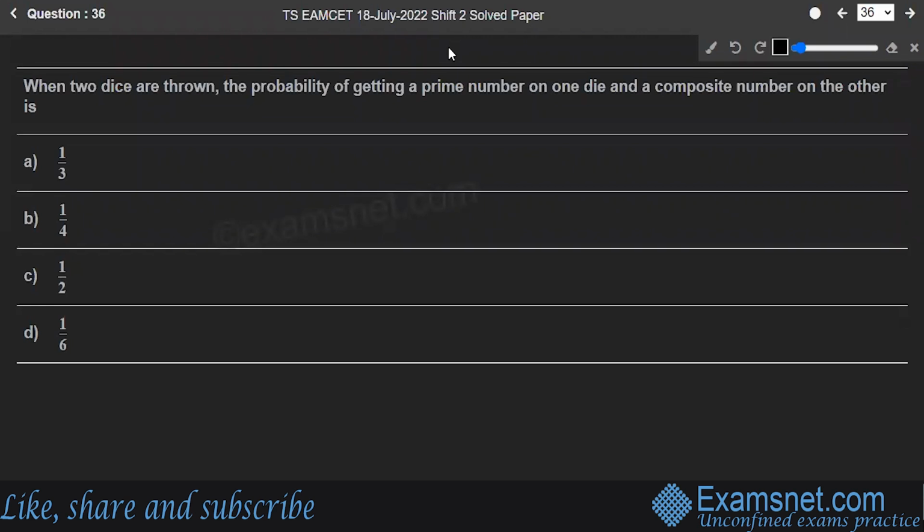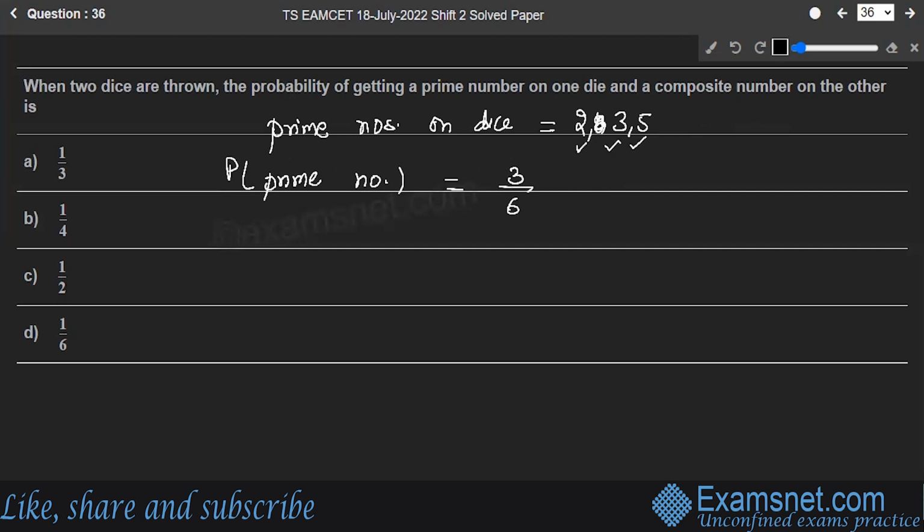Question number 36. When two dice are thrown, the probability of getting a prime number on one die and composite on another one is. Pretty easy question actually. What are the prime numbers on the dice? Sorry, 1 is not prime. So 2, 3 and 5 are prime. I'm having 3 prime numbers, 2, 3, 5. That means the probability of getting a prime number on the dice is given by 3 by 6, that is equal to 1 by 2.